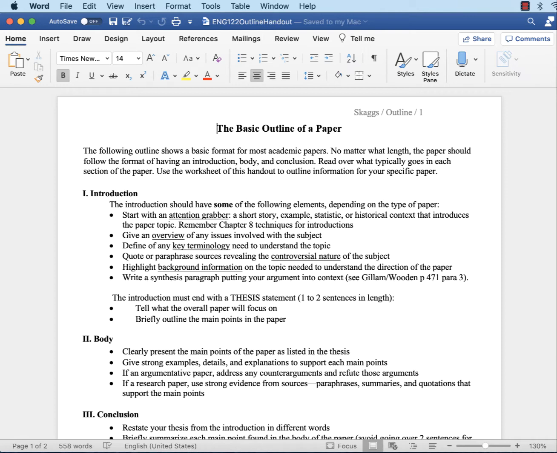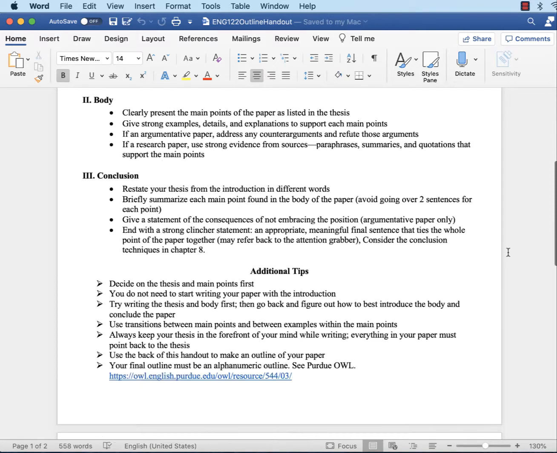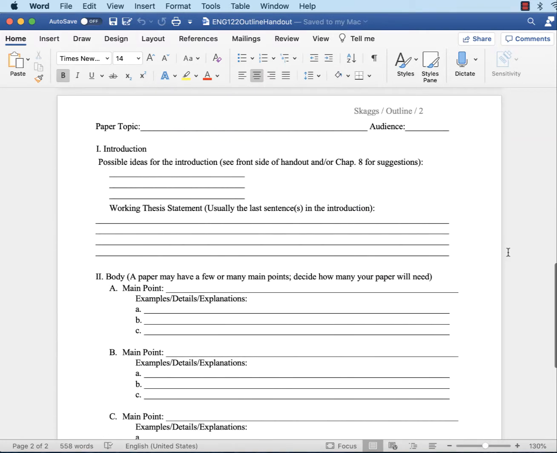Today we're talking about the outline, and I, for one, want to say don't let this stage freak you out. It's actually very simple. This English 122 outline handout, if we were in a physical classroom, I would hand this to you. The first page of this goes through the logic of what goes in there, and the second page is a worksheet that you could start filling out by hand.